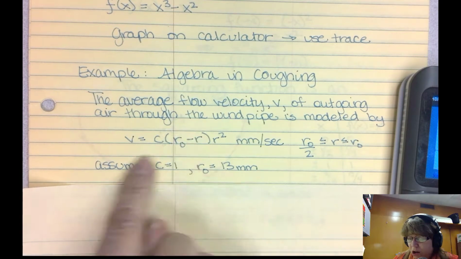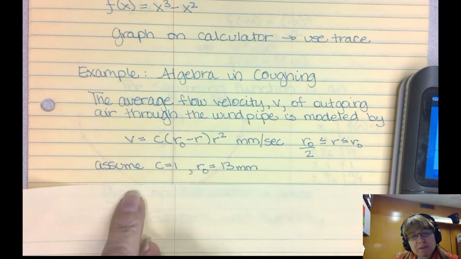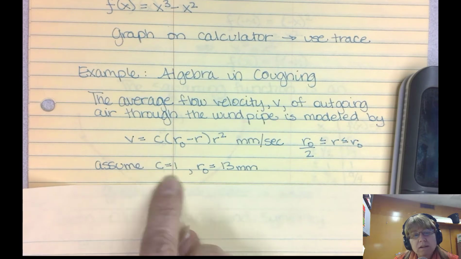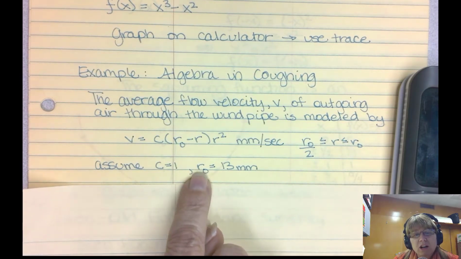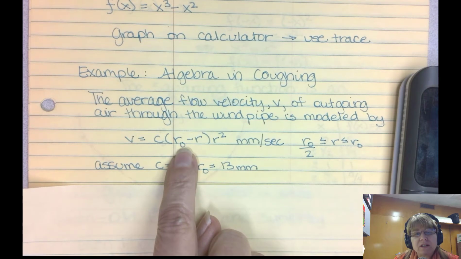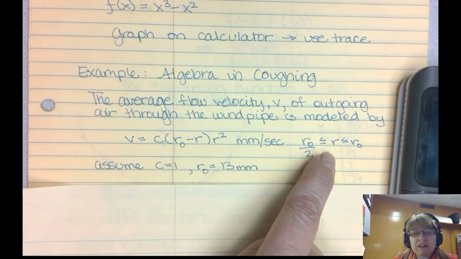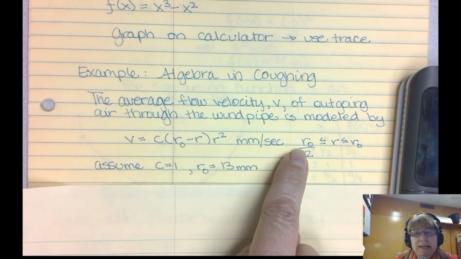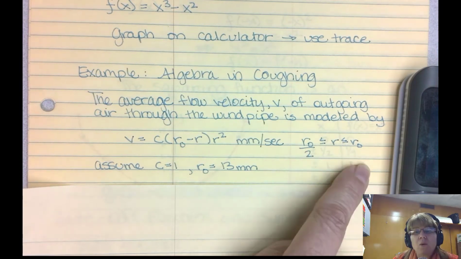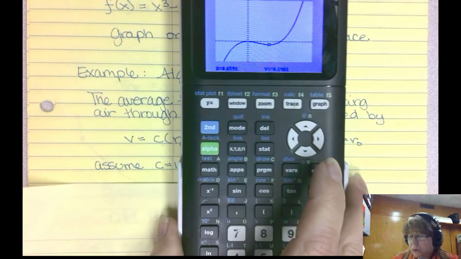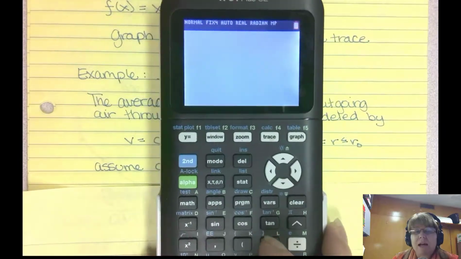Now, it looks like a complicated formula, but they are giving us some information. C is going to be 1, so C is 1. R naught, or R0, is 13, so this R0 is 13. And R can be any value from 13 over 2, aka 6.5, all the way up to 13.